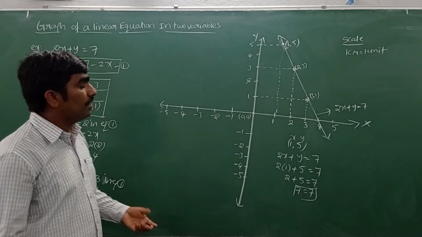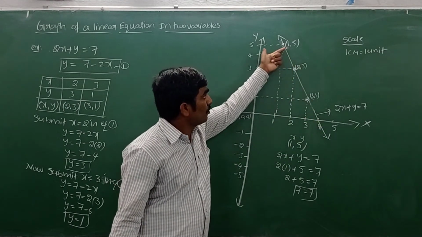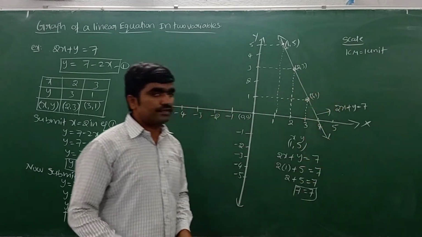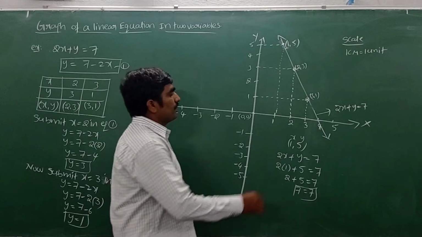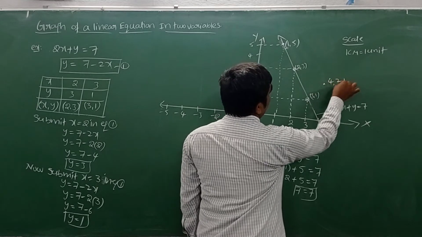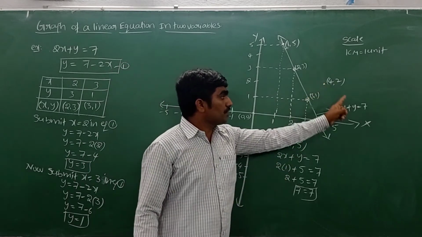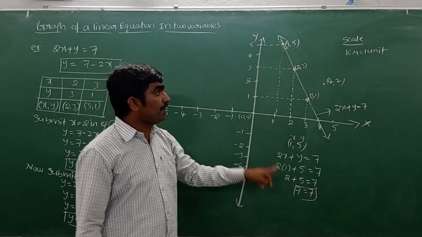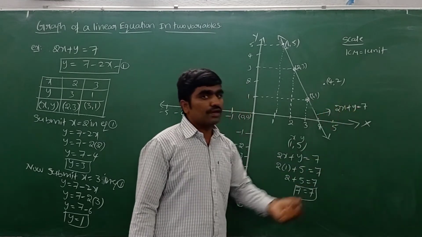Now what we can conclude: on this straight line, we can keep an infinite number of points. So whatever points lie on that straight line, all those points are called solutions of the linear equation in 2 variables 2x plus y is equal to 7. If I take one point here, let me take the point 4 comma 2. Can I say 4 comma 2 is a solution of this linear equation in 2 variables? No, 4 comma 2 is not a solution. The reason is the point 4 comma 2 is not lying on the straight line. The points which are outside of the straight line are not solutions of this linear equation in 2 variables.